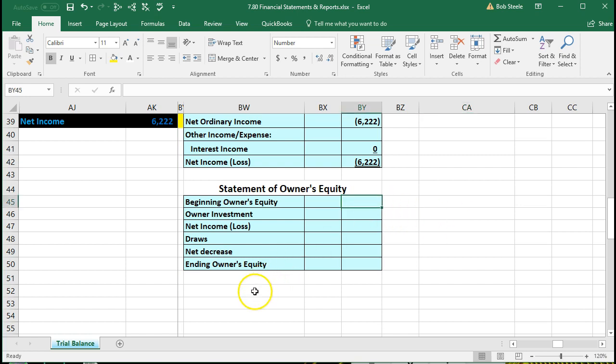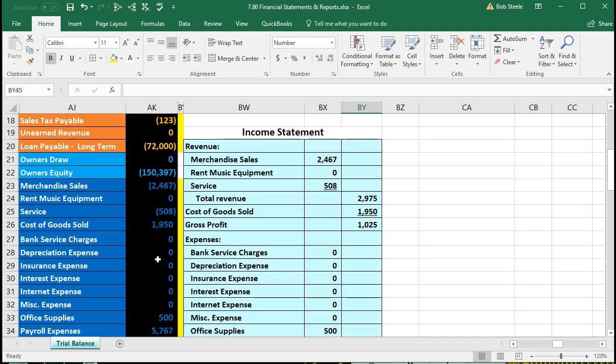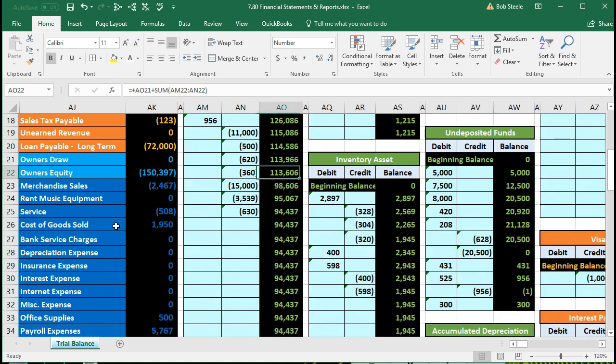Statement of equity is going to start with the beginning owner's equity. This is usually an area where most people get confused. Where does that come from? I don't see a beginning owner's equity as of the beginning of the month at the ending of the month. But this number right here is really the beginning owner's equity typically, although it does include investments as well. If we look at the trial balance for that, we can see that more.